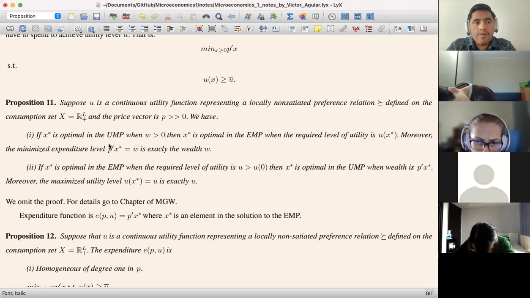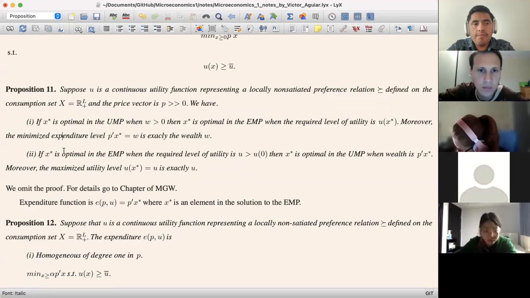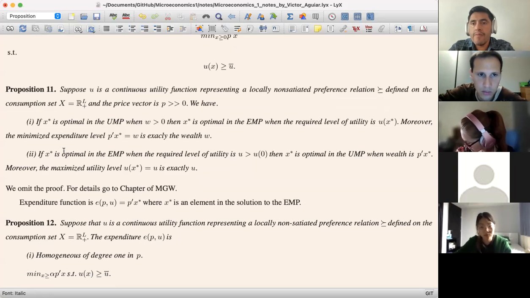So if X is optimal in the UMP, when W is positive, then X is optimal in the expenditure minimization problem, when the required level of utility is U(X). Moreover, the minimized expenditure level, P times X, is equal to W. And this is exactly the income level W. So this is telling you that there is this connection between UMP and EMP, okay?